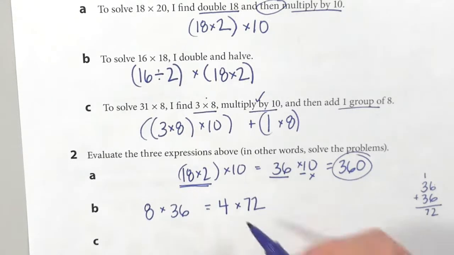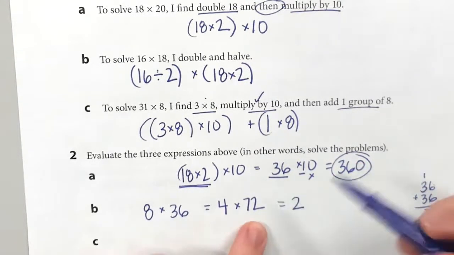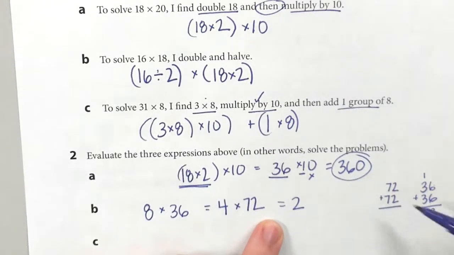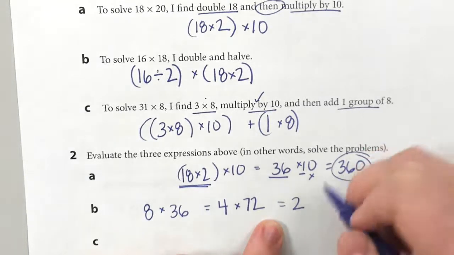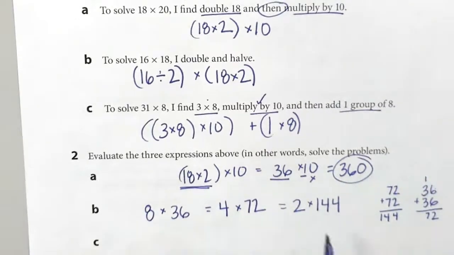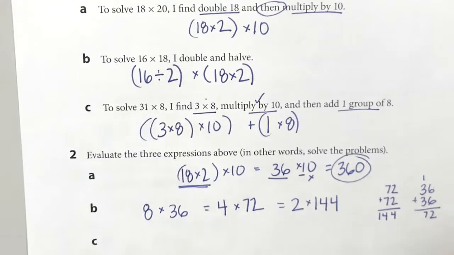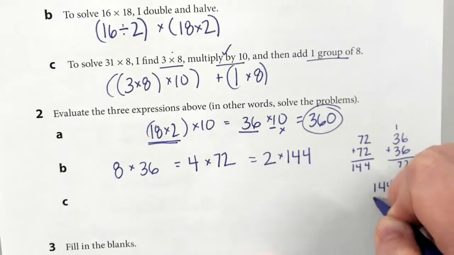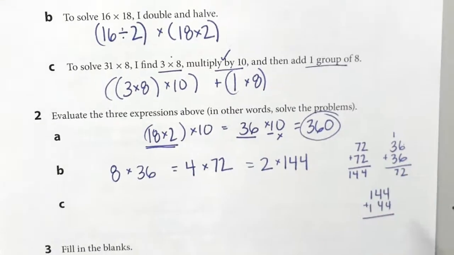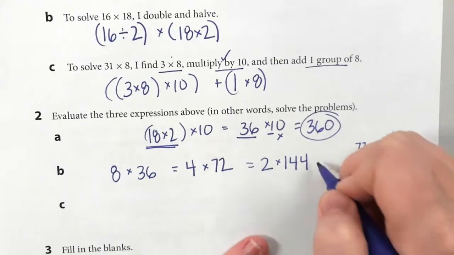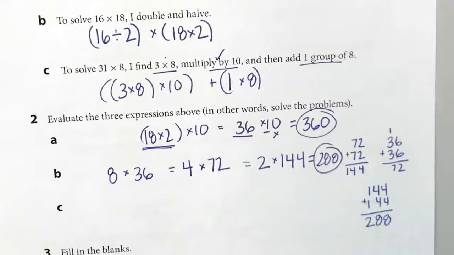Let's double and half again. Half of 4 is 2. 72 doubled is the same as 72 plus 72. 2 plus 2 is 4. 7 plus 7 is 14. So my new problem is 2 times 144. I like that one. That one's easier for me to solve. How would I solve 2 times 144? I add 144 plus 144 together. 4 plus 4 is? 1 plus 1? My total answer is 288. I took a lot of steps, but I got there.